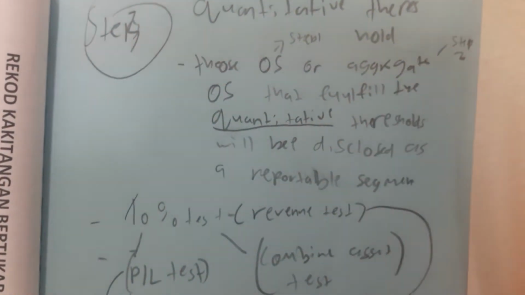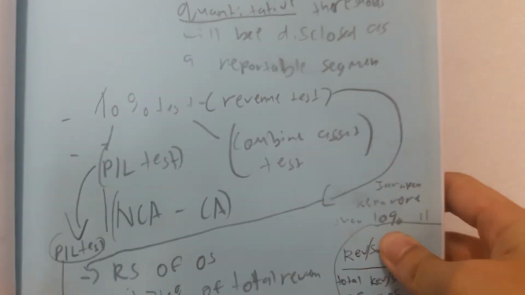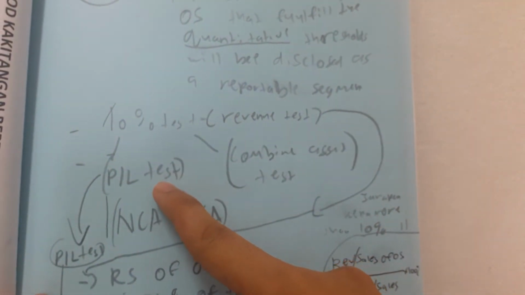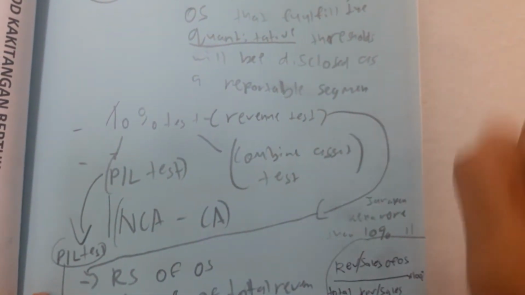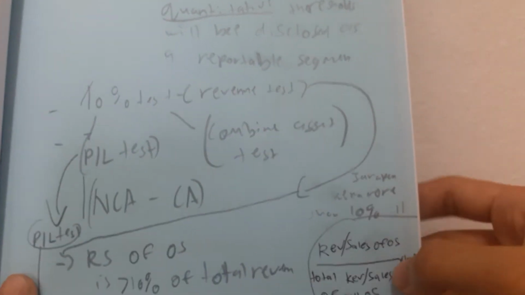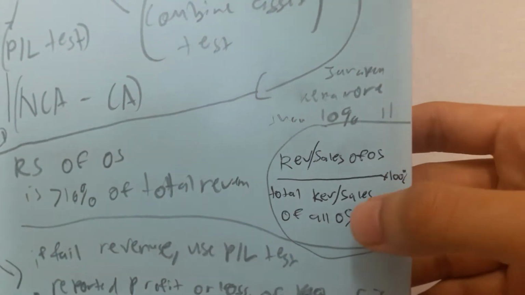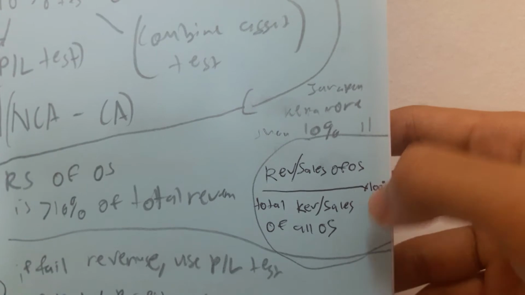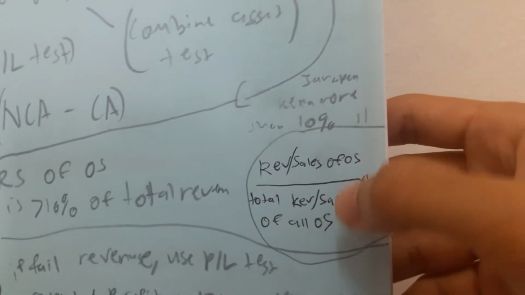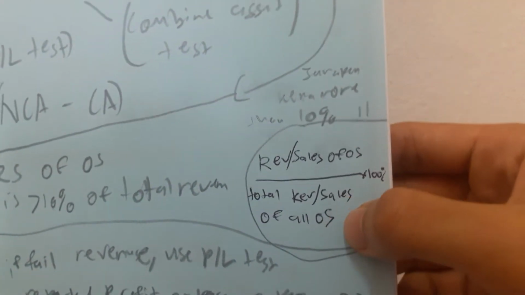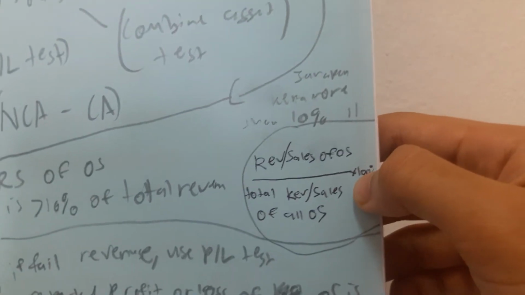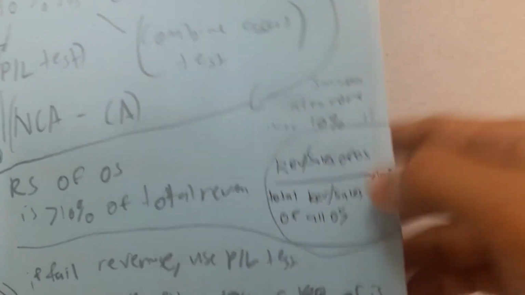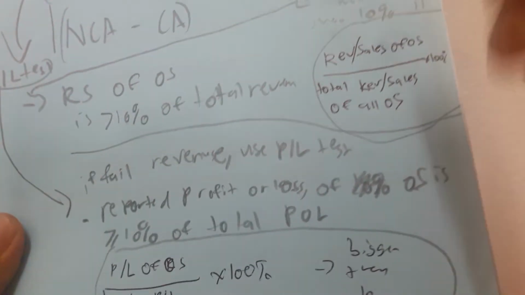Basically, for the 10% test, there are three: the revenue test, the profit and loss test, and the combined asset test. Now, how do we calculate the revenue test? We take the revenue of the OS, divide it by the total revenue or sales of all the OS, and multiply it by 100. If it exceeds 10%, we take it as an RS. If it does not, then we move on to the next test, which is the profit and loss test.